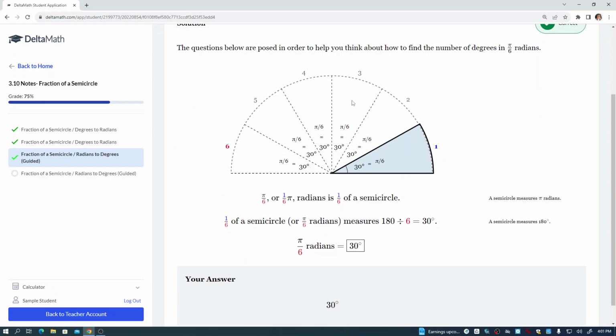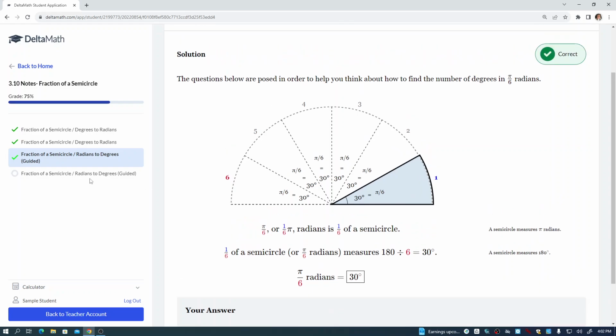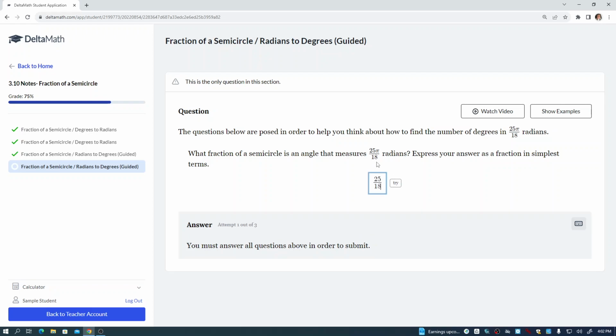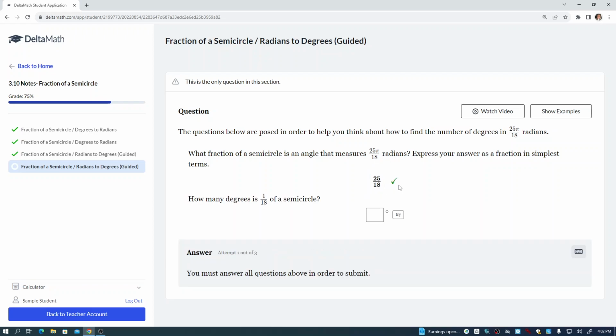Now sometimes they'll have it to where it's like 5/6. Let's say we had to find 5/6. You would still find 1/6 first, which is 30, and then have 5 of those 30s, which would be 150. Let's try that on the next one. This time we have 25 pi over 18. So that's 25/18 of a pi, or of a semicircle.